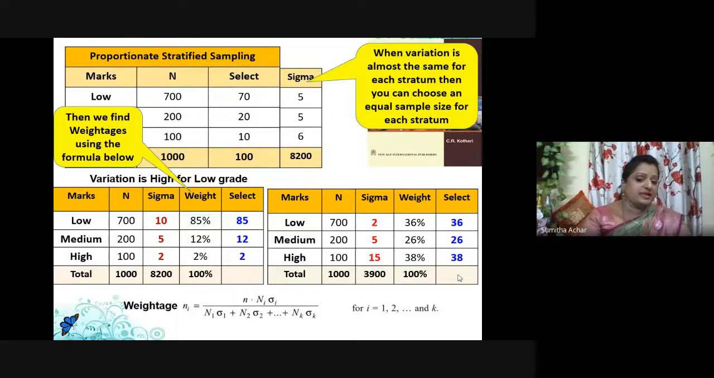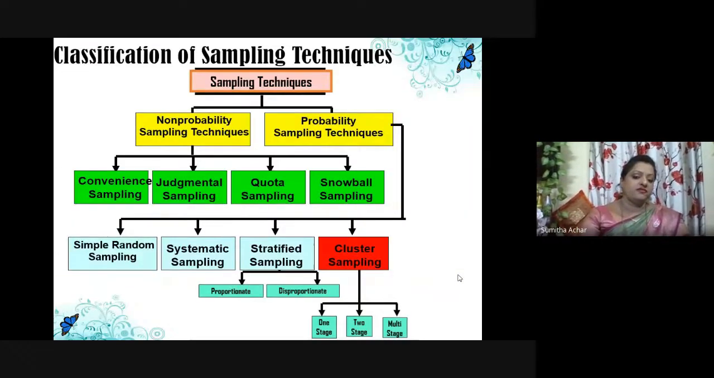Don't simply take a strata size and find the samples. Always the strata size should be compared with the standard deviation, and then you can decide the number of samples to be taken for each strata, right? So this is your stratified sampling.